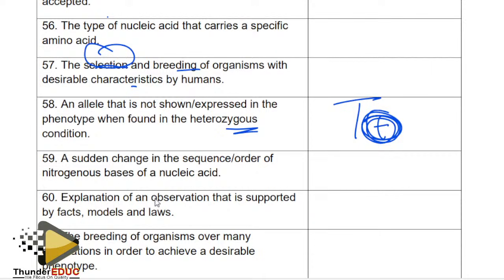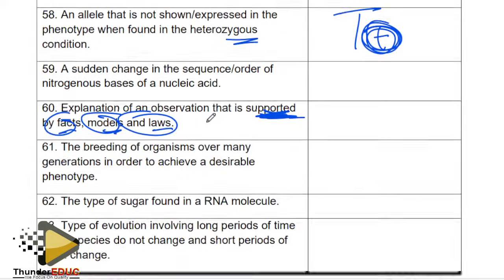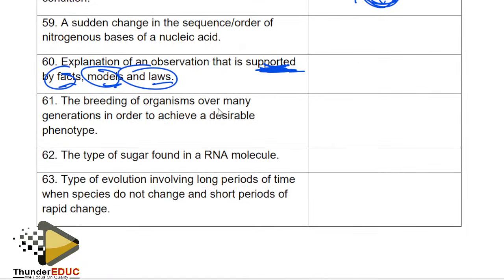Sudden change in the sequence of nitrogenous bases of the nucleic acid, we call it gene mutation. An explanation of an observation that is supported by facts and models, not only a tested hypothesis, becomes a theory. The breeding of organisms over many generations to achieve a desirable phenotype is artificial selection.